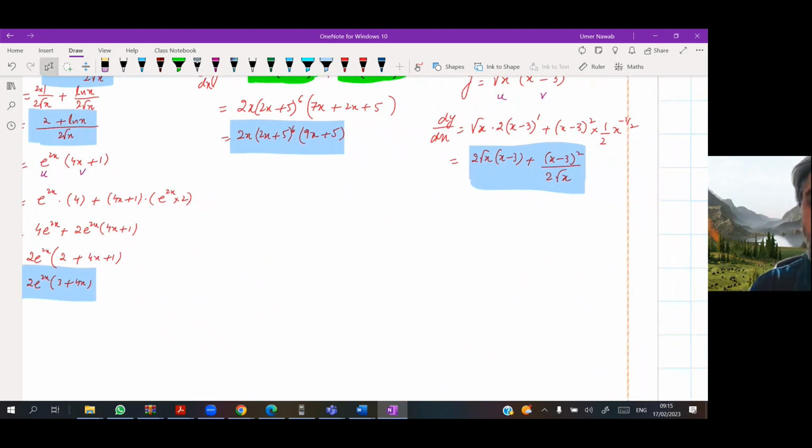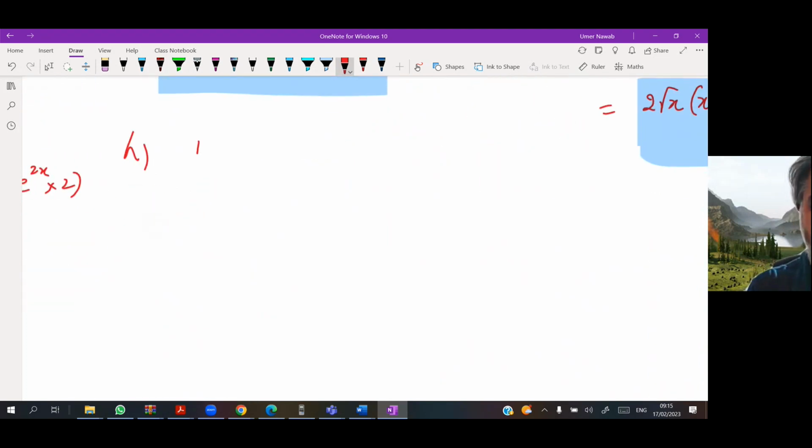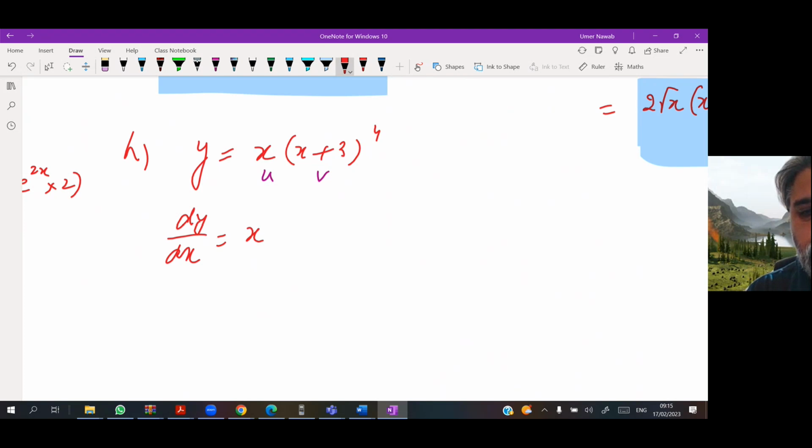Then we go to the H part. The H part, y equals x times (x plus 3) raised to 4. This is my u, this is my v. So dy by dx, x as it is. Apply the chain rule or the power rule. 4 goes back, (x plus 3) raised to 3. And the further derivative of x plus 3 is 1, no need to write it. Plus v prime, v as it is, and the u prime, which is 1.